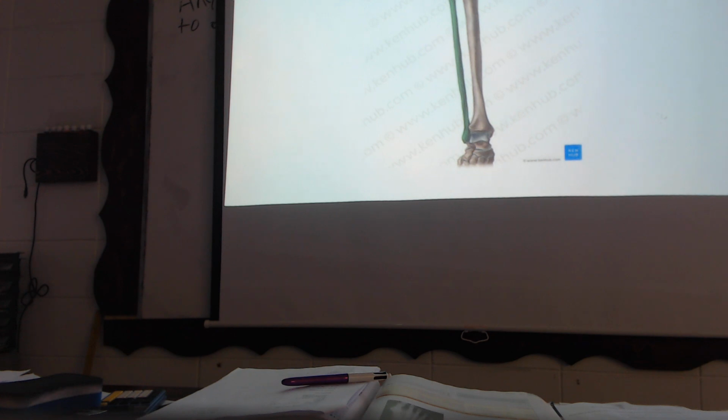Okay, what are the three bones of? What's this entire structure called? This grouping of bones. Starts with the O.